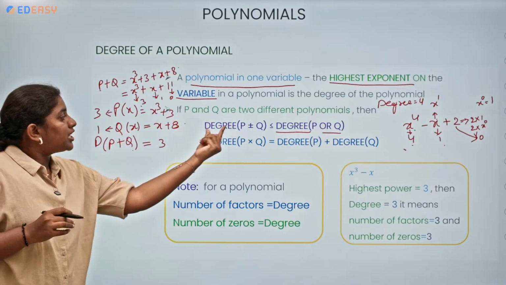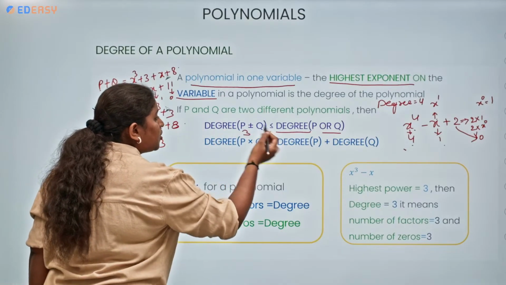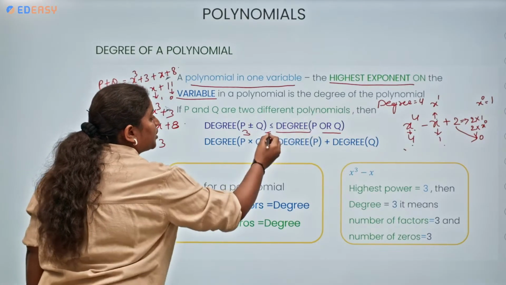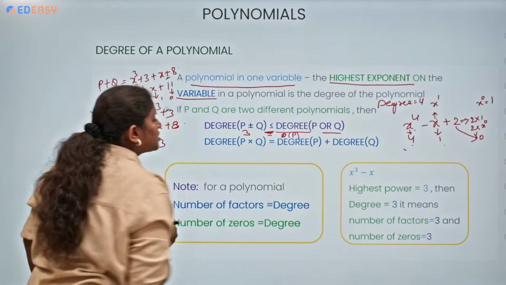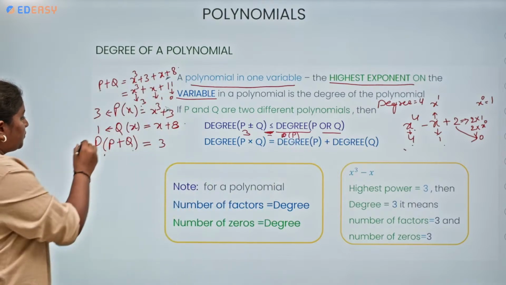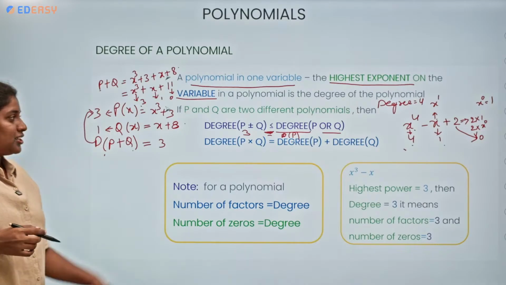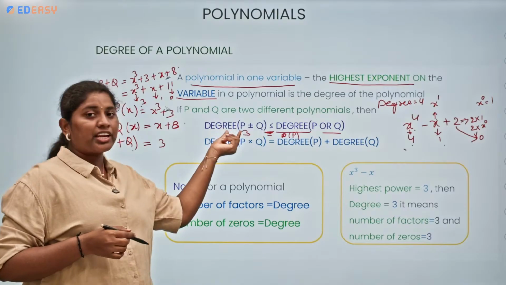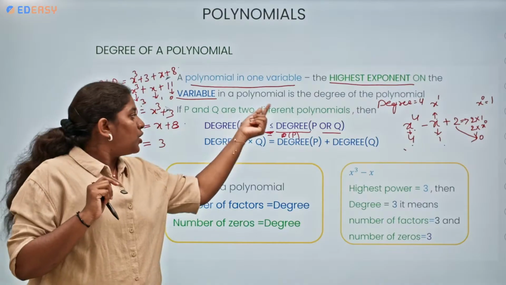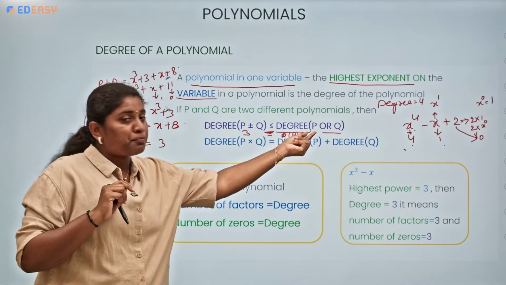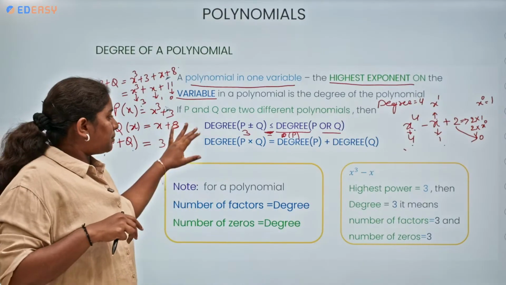So degree of p plus q, which is 3, is less than or equal to degree of p or q, which is equal to our degree of p. So I got my degree of p plus q equal to my degree of p. Clear? So generally we can say that the degree of addition or subtraction of two polynomials will be less than or equal to the degree of p or q. Fine. So just try to remember this.